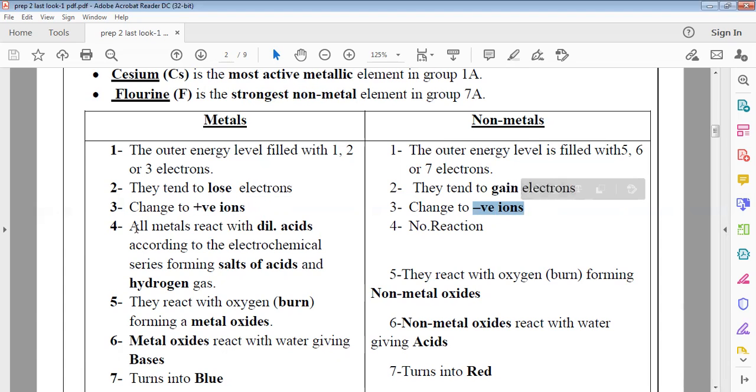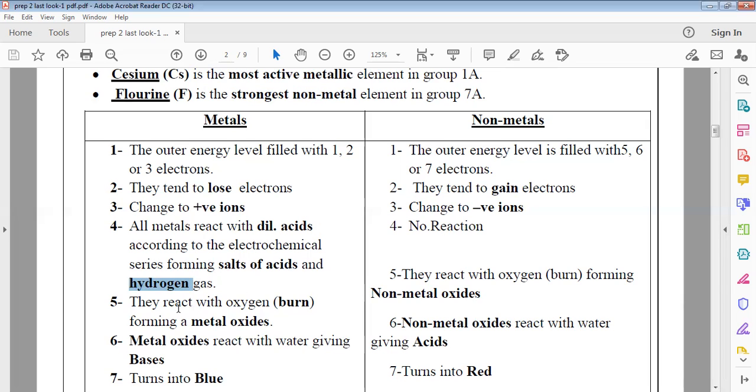Number 4. All metals react with dilute acid, according to the electrochemical series, the chemical activity series, forming salt of the acid, and hydrogen gas evolves. How can we differentiate between oxygen and hydrogen? Remember that we hear a pop sound, which means in the reaction there is hydrogen gas. On the other side, when we take the non-metal and try it with dilute acid, will a reaction happen? No, there is no reaction.